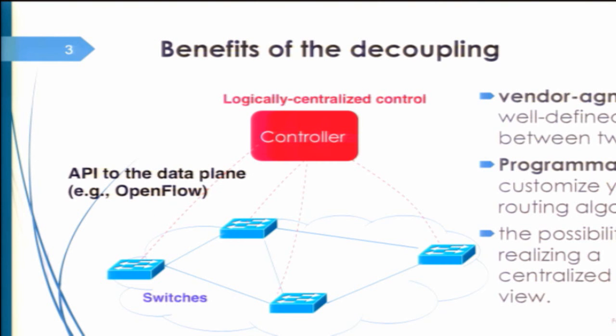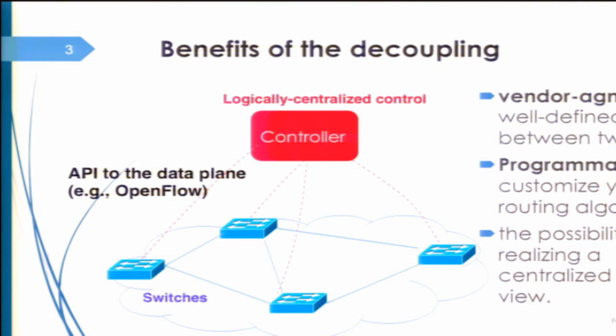With the decoupling, we can have the following advantages. First is the vendor agnostic feature. If we separate the control plane from the data plane, the two planes can evolve independently. So we can buy the control plane software from a different vendor than the data plane devices. For example, we can buy a switch from Cisco, but use the control plane software from another vendor, for example Juniper or Big Switch or some other companies. So the two planes can evolve independently.